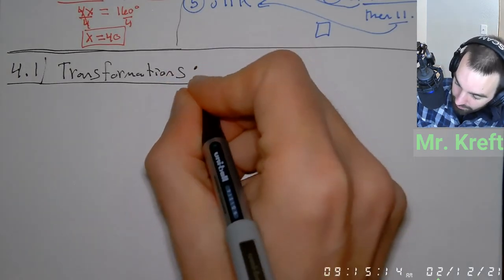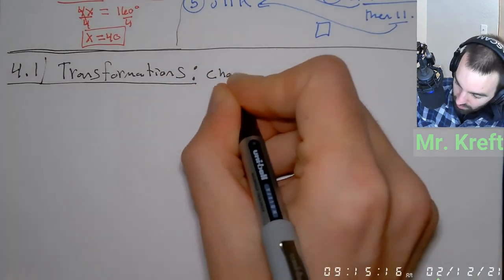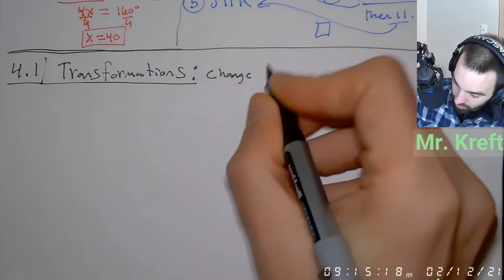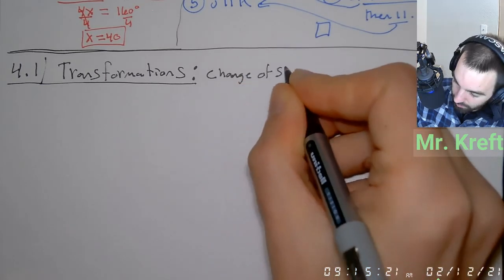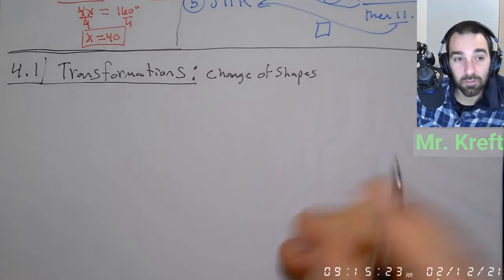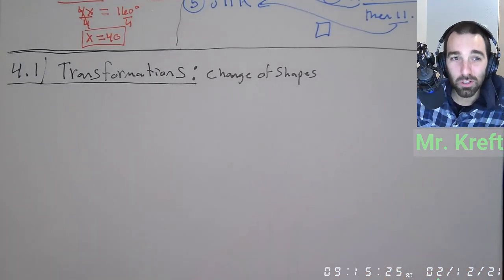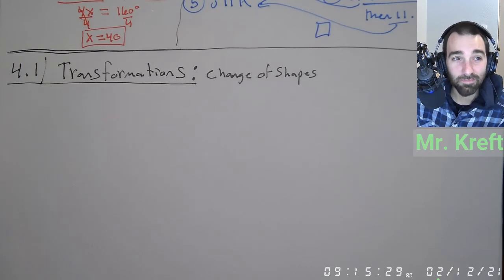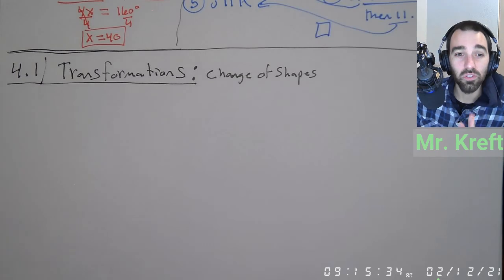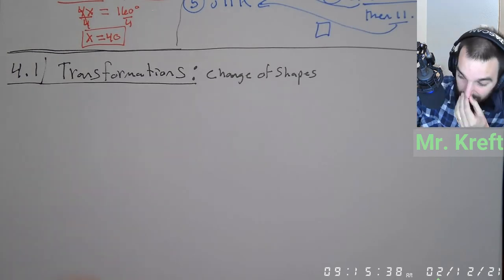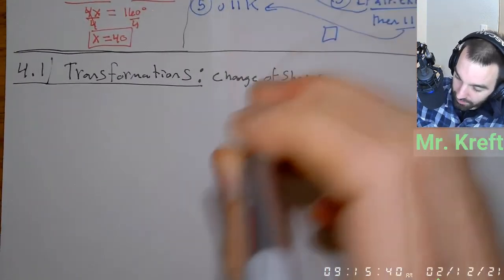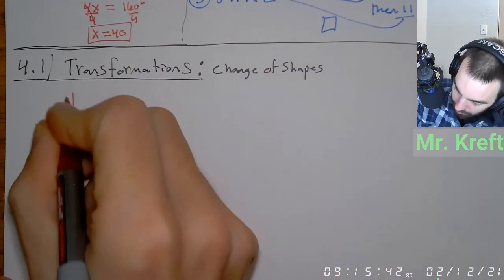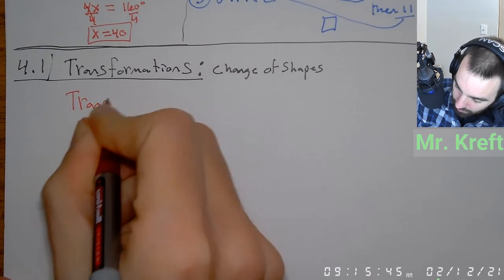Okay, and for our class, we can think of it as a change of shapes. Now, that's not the technical definition of transformations, but it's going to be just fine for us. It's shapes changing. Now there's different types of transformations. We're only going to focus on one today, and as you saw from the intro, it's going to be translations. So let's take a look at translations. This is what we're looking at today.